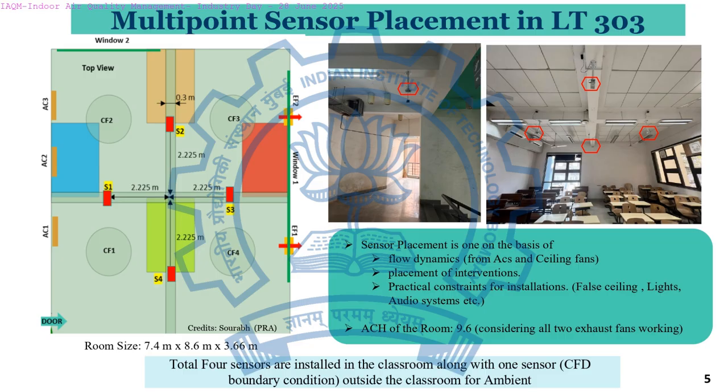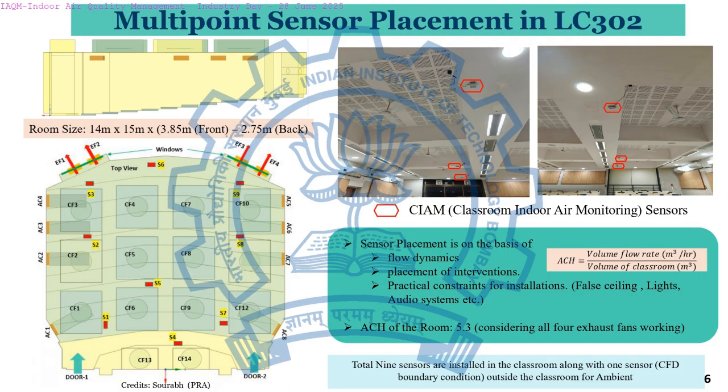These are also done with the help of calculations we have done keeping in mind the ACH of the room, and also the flow dynamics, where the interventions are placed, and also the practical constraints for the installation. This is the LC classroom, a 150 seater classroom, where we have around 10 sensors placed inside, and 1 sensor outside to know the ambient values. And this is the 3D diagram of it. Here you can see how we have placed the sensors at the ceiling height.